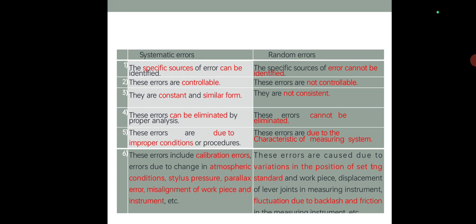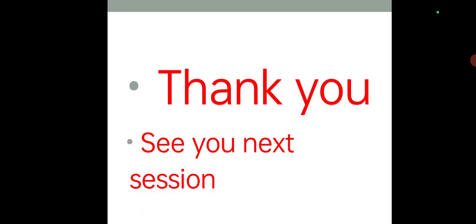Here the random errors are caused by variation of position of setting standard and the workpiece, displacement of lever joints in the measuring instrument, and also fluctuation due to backlash and friction in the measuring instrument.